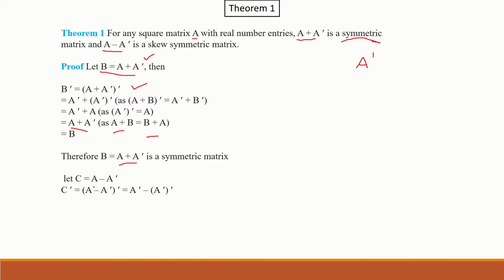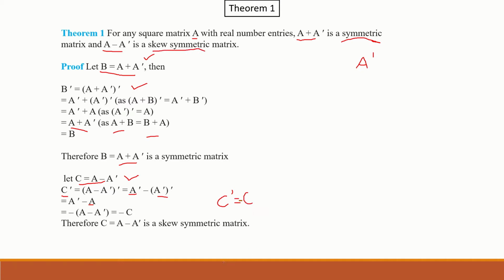So similarly, we'll take A minus A dash as C and we'll take transpose on both sides. So that means A dash minus A transpose of transpose, that becomes A. And if we take negative sign outside, then it becomes A minus A dash. So A minus A dash is nothing but equal to C. So that means C dash is equal to minus C, which is the condition of a skew symmetric matrix. Therefore, A minus A dash is a skew symmetric matrix. So this is what theorem 1 is, and the proof of theorem 1, you can pause the video to note this down.